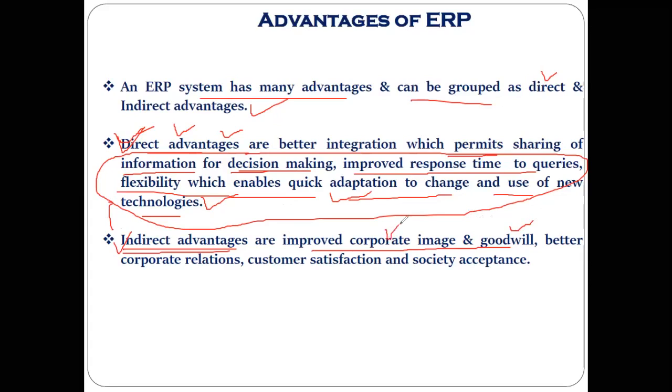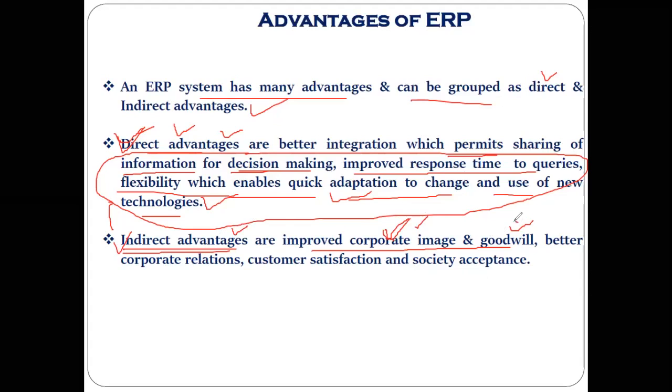What is corporate image? In the business world, the company's reputation becomes good. When can it become good? If the company has all these kinds of advantages, the power of making good decisions, quick decisions, and improved response time to queries. If the company gets these advantages from the ERP, then the image of that company can be improved in the business world. That is the meaning of improving corporate image, which is one of the indirect advantages of the ERP.